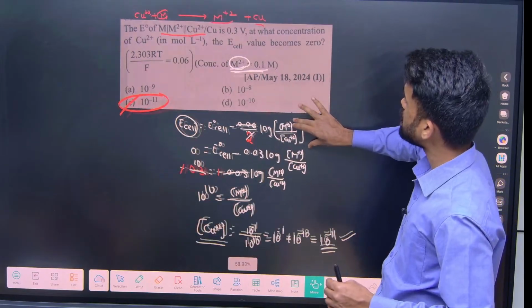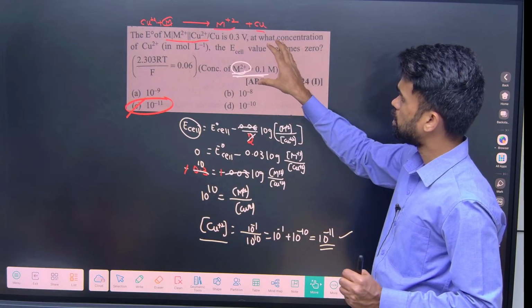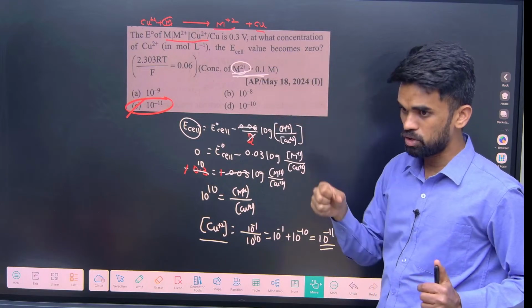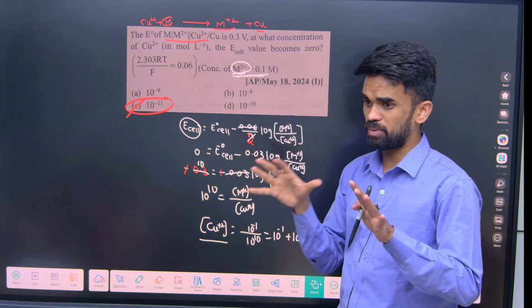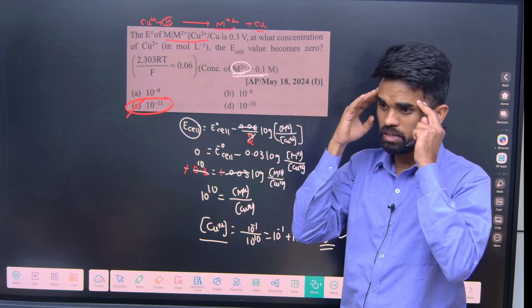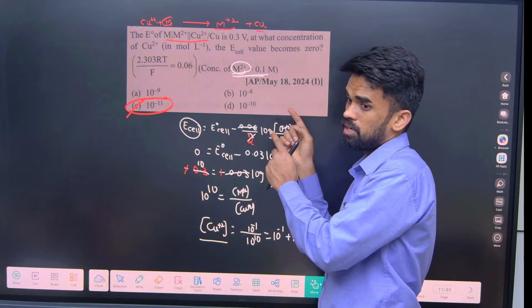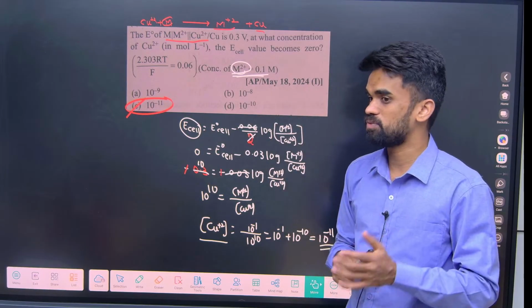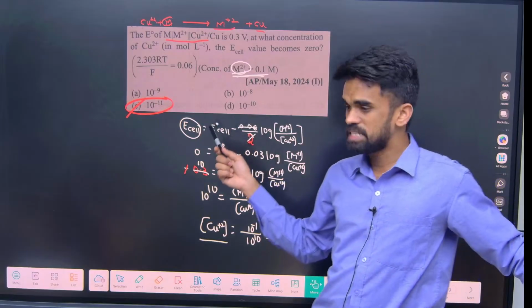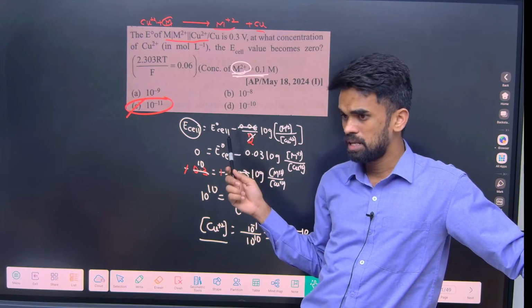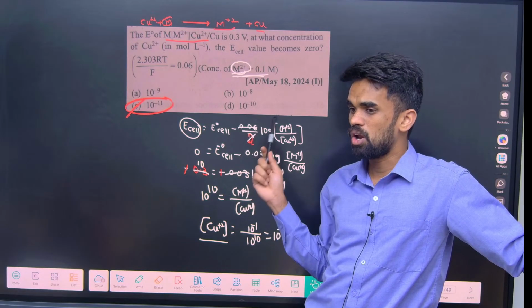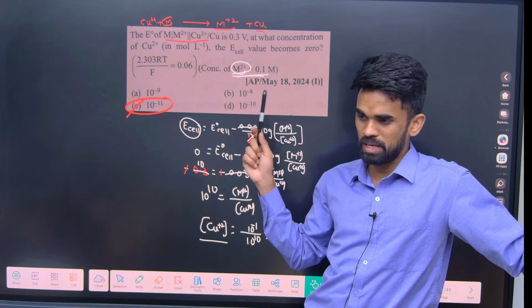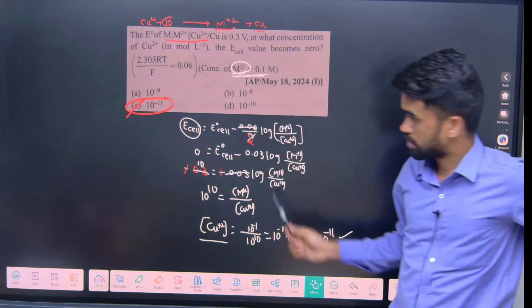But the main thing is you need to get the approach, like what formula is to be used. See, they are saying potential. Whenever they ask for potential, you should directly look at the Nernst equation. What is the Nernst equation? E cell equals E naught cell minus 0.059 by N log concentration of product by concentration of reactant. That's it.